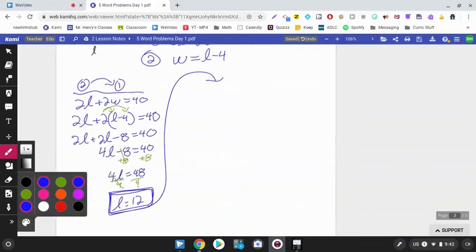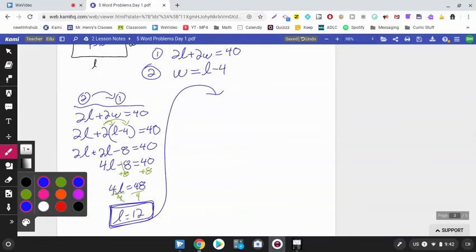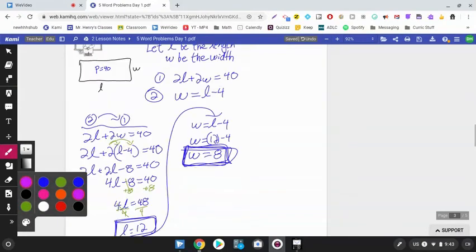The next thing to do is, can I find W? Can I find the width? I could plug into either of the equations to find the other piece. Obviously, I'm going to pick equation 2 because it's already solved for W. 12 take away 4, which is 8. Awesome, there you have it. That is my answer: this side is 12, this side's 8, this side's 12, this side's 8.